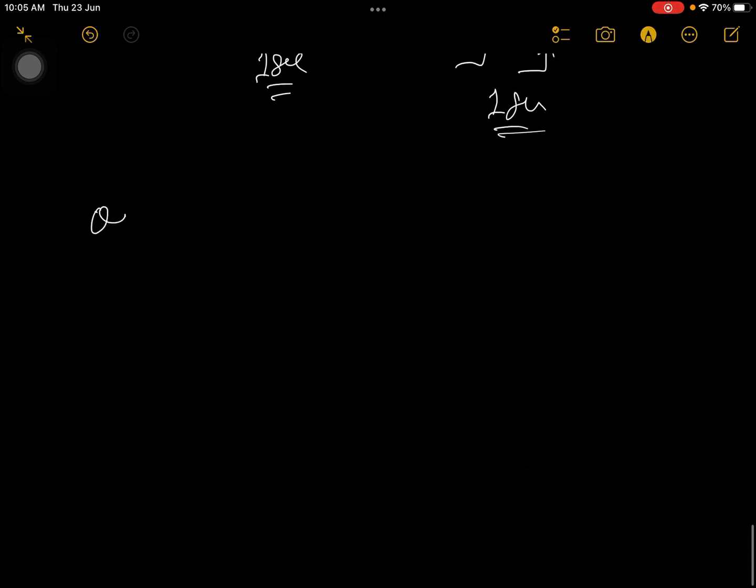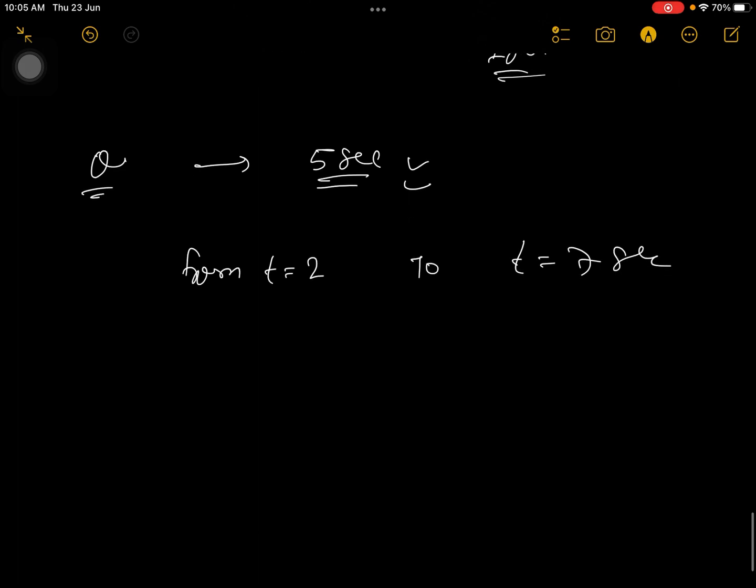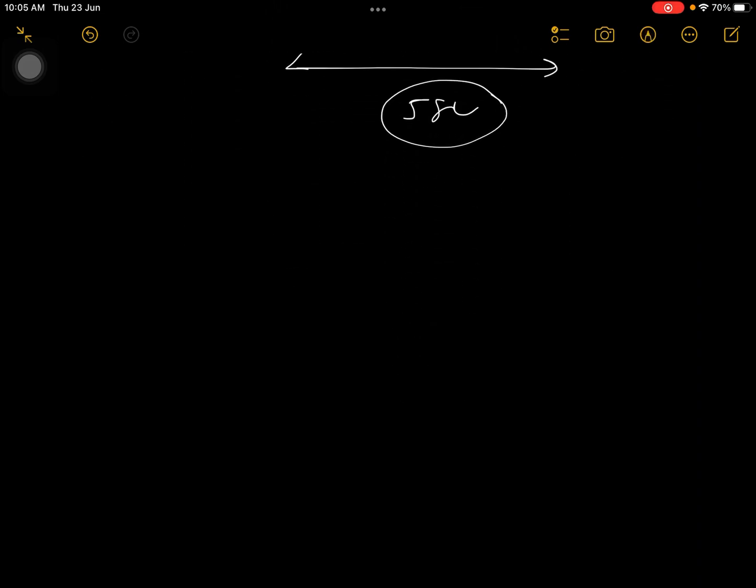If the question is asking how much distance was traveled in 5 seconds, this question is different. But if they are asking from t equal to 2 seconds to t equal to 7 seconds, in between how much distance was traveled, that is also a 5 second gap, but this 5 seconds will give you a different answer, and this 5 seconds will give you a different answer. For example, just understand it this way.